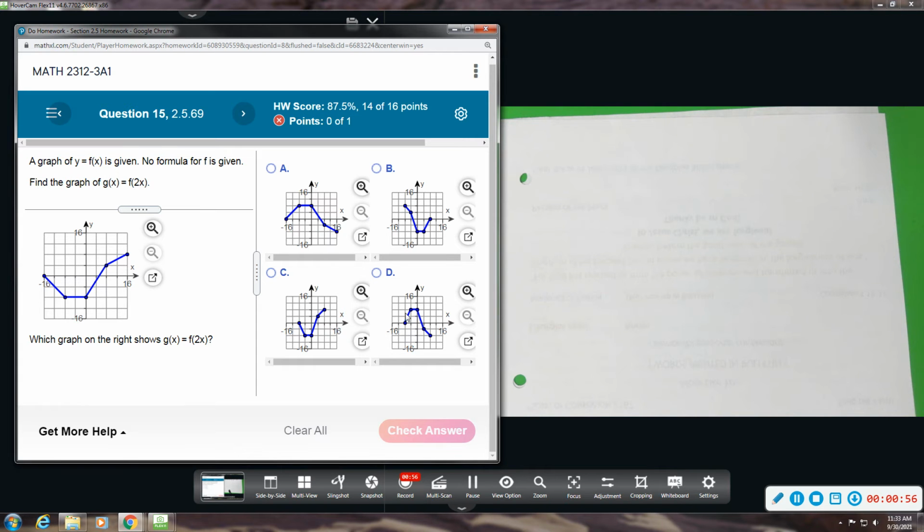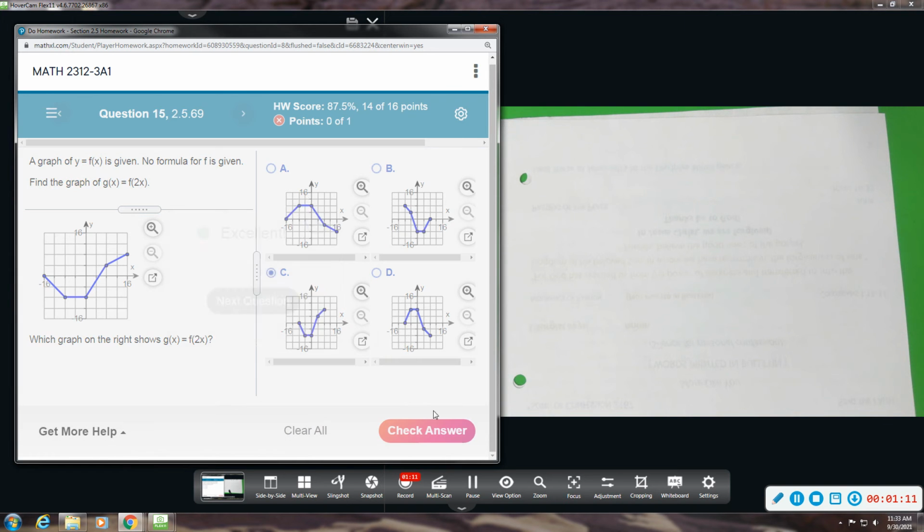And D, it also flips. So C is the only one that has the same or the original orientation, and then it looks like it's gotten squeezed in, so a horizontal shrink. C is going to be the one that we want to select.